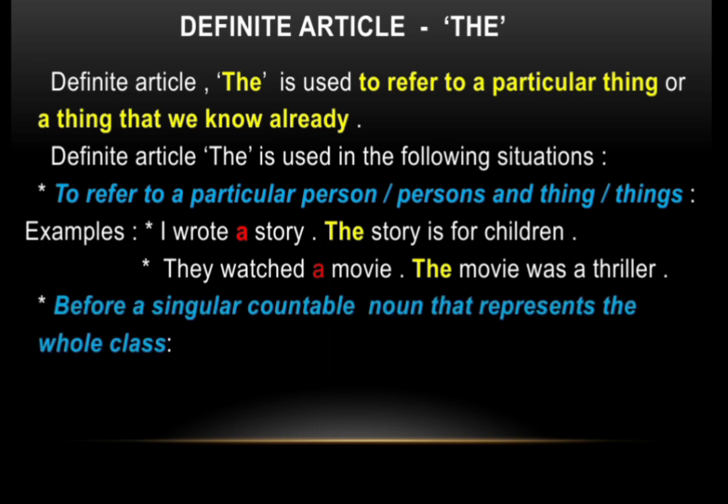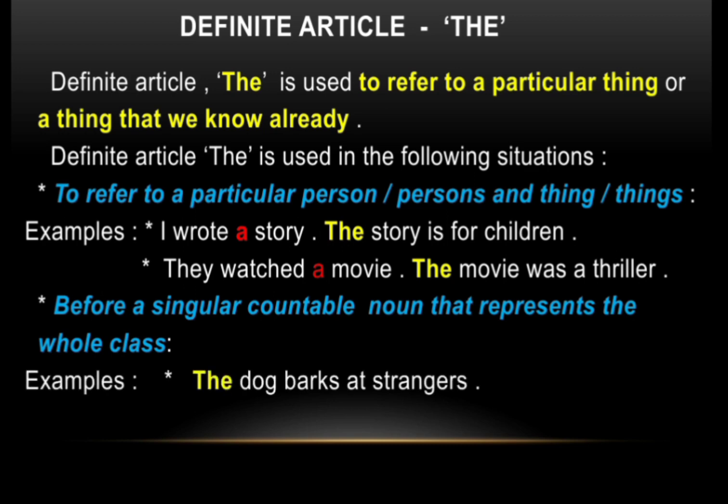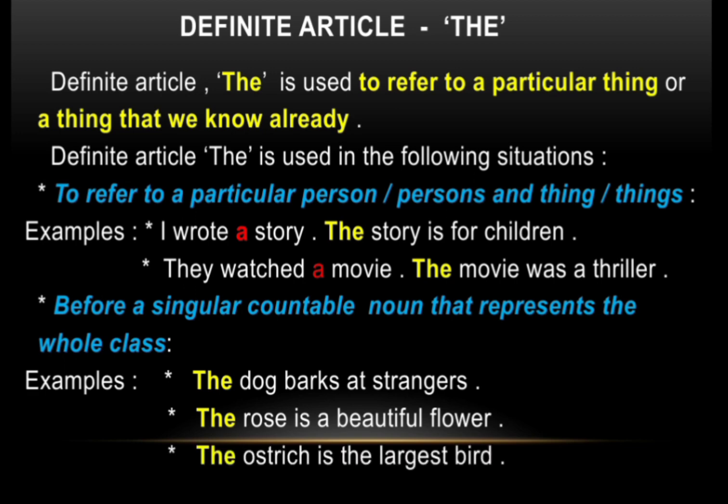Next, before a singular countable noun that represents the whole class. Examples: the dog barks at strangers. The rose is a beautiful flower. The ostrich is the largest bird. It refers to the entire group. When something is referred to the entire group, we use the definite article the.